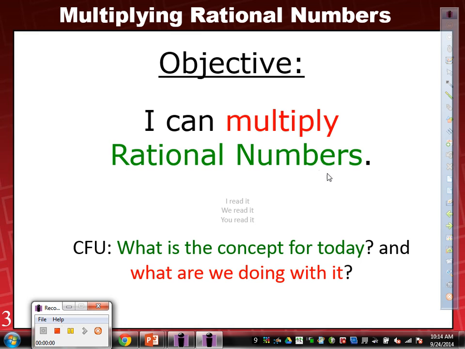Our objective for today: I can multiply rational numbers. Let's read together. I can multiply rational numbers. Read together, 1, 2, 3. I can multiply rational numbers.